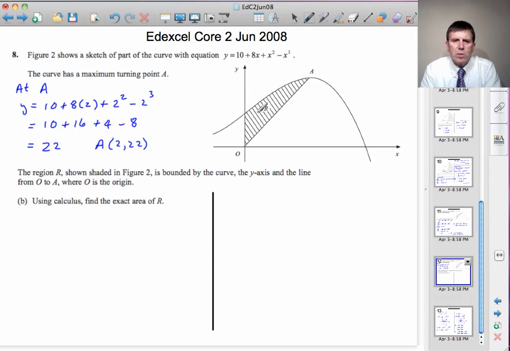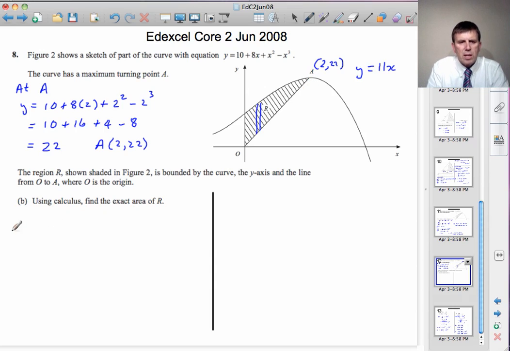Now I'll choose to look at the difference between the y-coordinates of the curves and integrate from 0 to 2. So I'll need the y-coordinate on this line. Now if A is the point 2, 22, what is the equation of the line OA? Well, it goes through the origin, so it's just y is some constant times x. And when x is 2, y is 22, so we must have y is equal to 11x. When x is 0, 11 noughts are 0. When x is 2, 11 twos are 22.